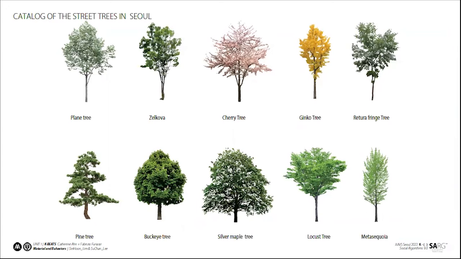As we looked for the trees of Seoul, we looked especially at street trees. The image shows the 10 most planted street trees: plane tree, zelkova, cherry tree, ginkgo tree, retro fringe tree, pine tree, buckeye tree, silver maple tree, locust tree, and metasequoia.